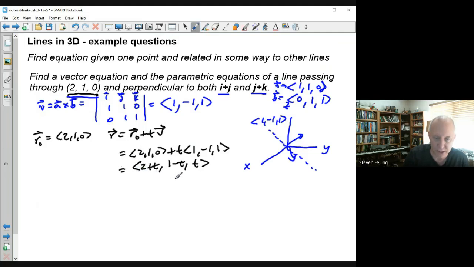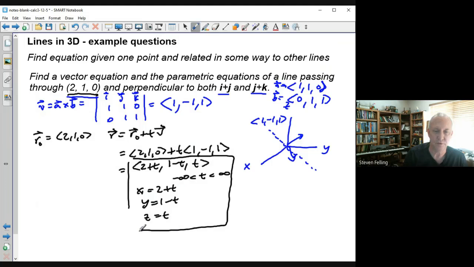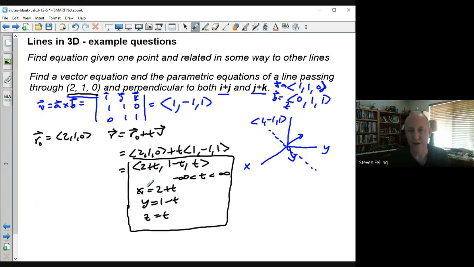And we're again allowing t to go anywhere from negative infinity to infinity. Or we could separate those out as separate parametric equations. X is 2 plus t, y is 1 minus t, and z is equal to t, right? So this is the answer both in vector and parametric form. So the trick there was we had to get a direction vector by taking the cross product of two other vectors to force it to be perpendicular to those vectors. All right.